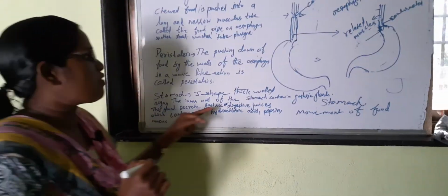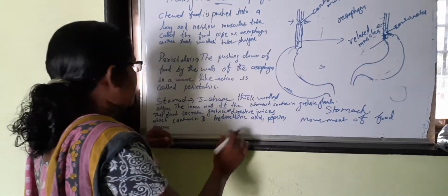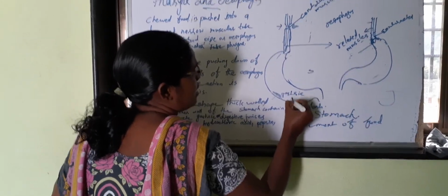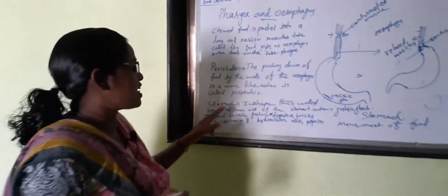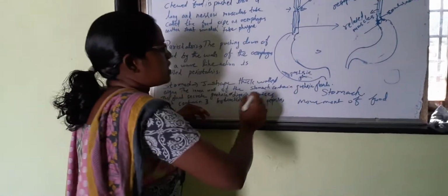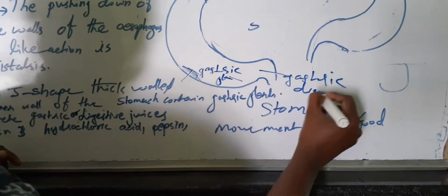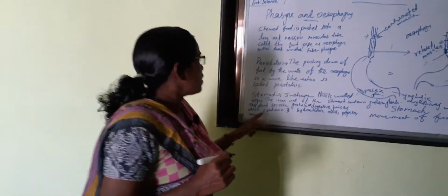So, a J-shaped, thick-walled organ. The inner wall of the stomach contains gastric glands. These glands secrete gastric or digestive juice. What do the gastric glands secrete? Gastric or digestive juice, which contains three types of substances.